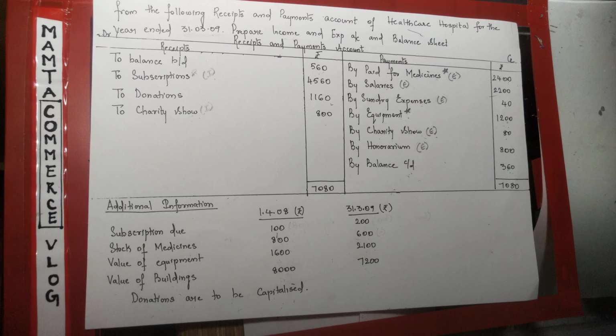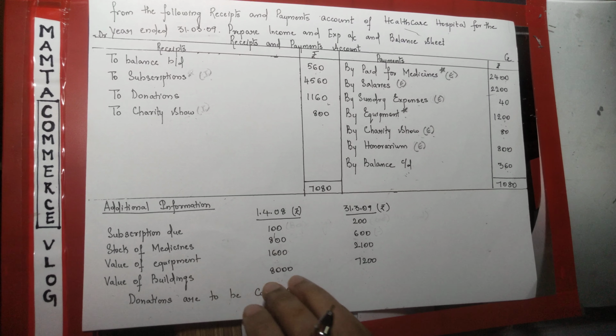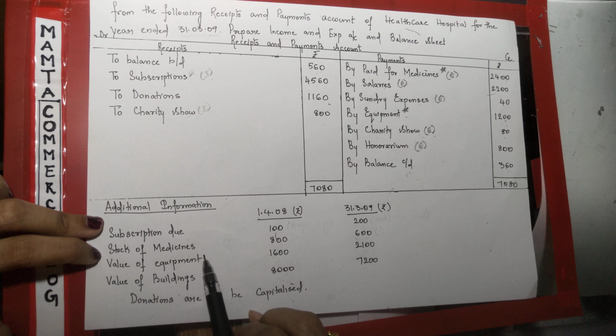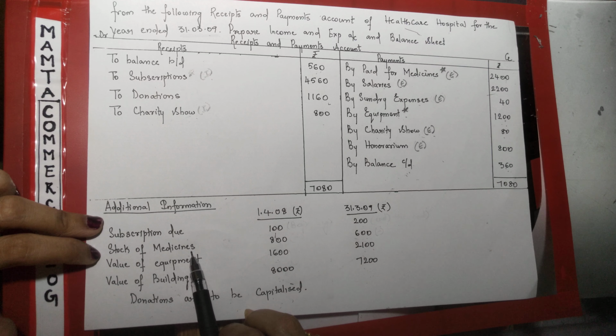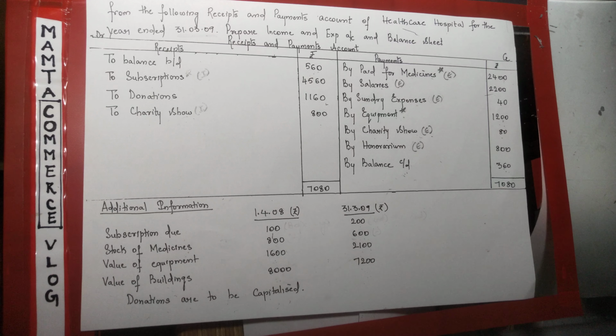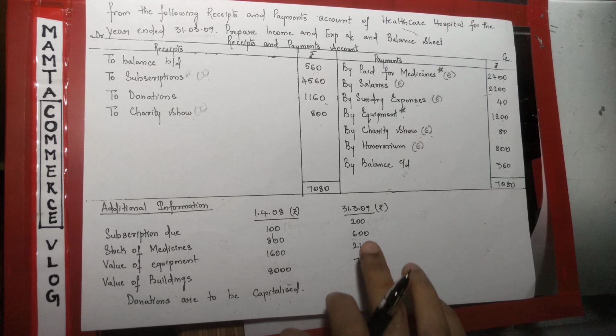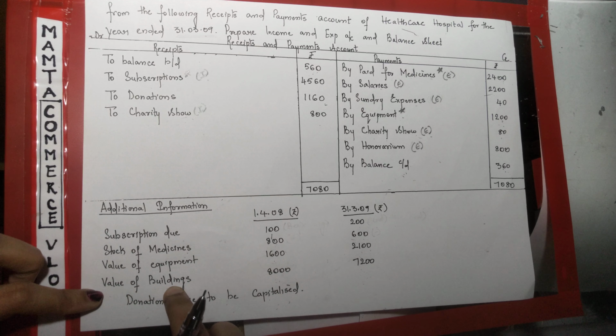Now we have discussed all the points related to receipts and payments. We have written the subscription amount. For stock of medicines, the opening stock is 800 and the closing stock is 600. So we have made a dual effect of this. Then the value of equipment we also wrote. There is one more point, that is the value of building.